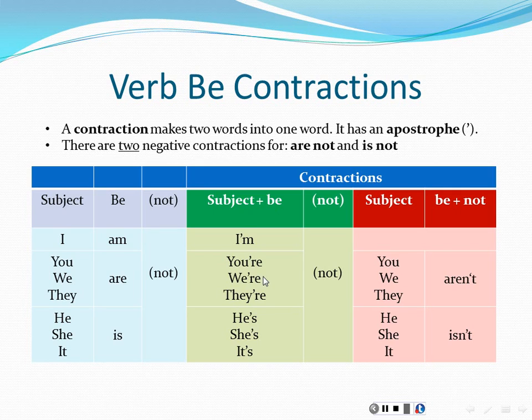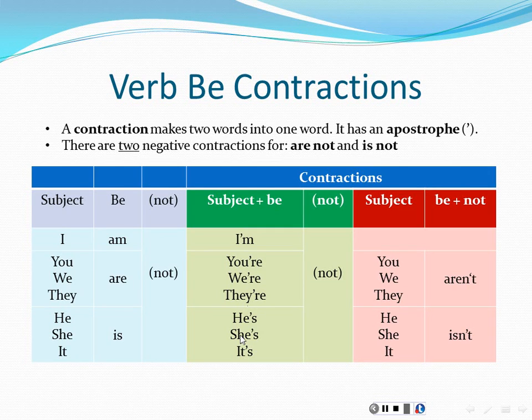Here again we did the same thing. We deleted A, we added the apostrophe, so we are not, and here we have we're not. Here the second one, we did the same, again the same, they're not, while here it was they are not. After contraction it becomes they're not.